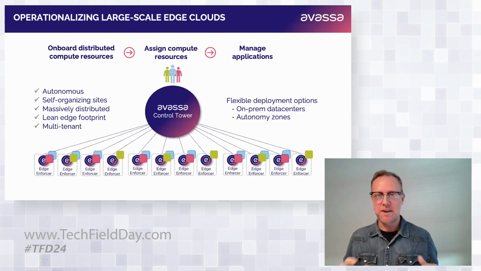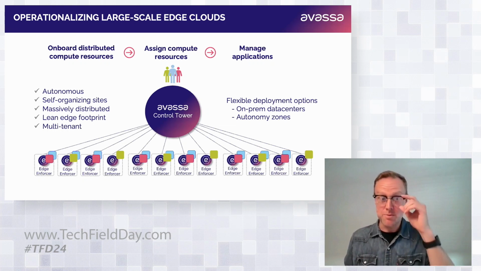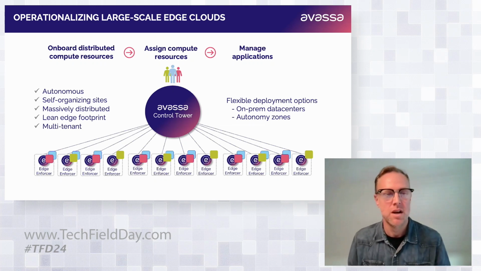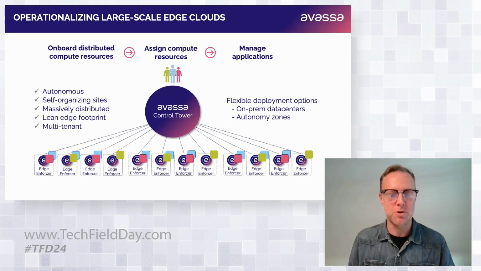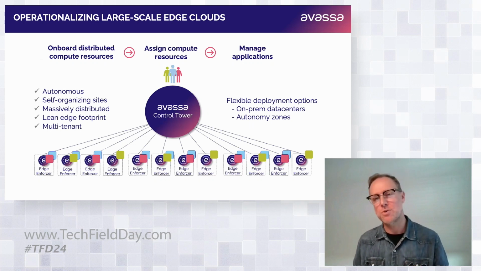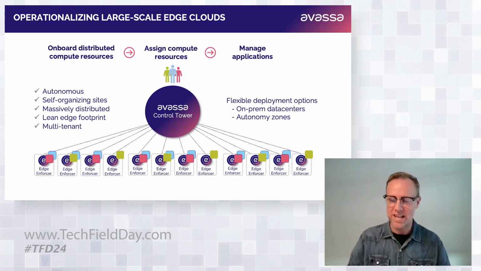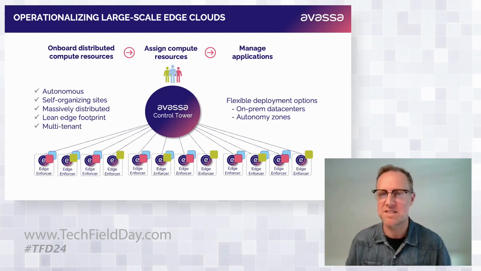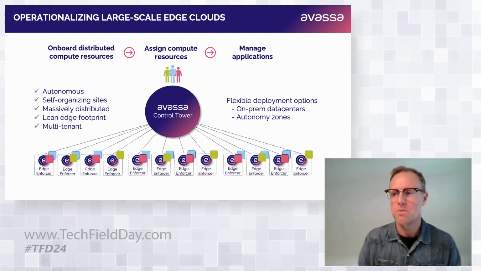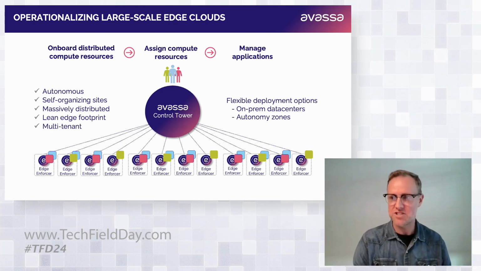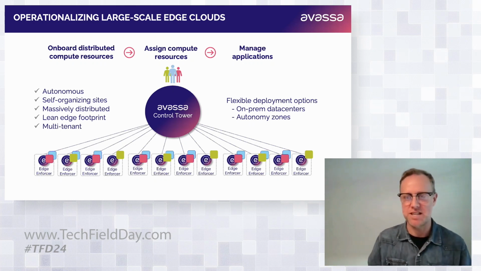And the way this fundamentally works, just to make it come alive a little bit with humans, is that as someone running an edge cloud, you start by onboarding your distributed compute resources, meaning you install your edge enforcers. You assign compute resources to users. And some of our users like sharing the operational responsibility for running the distributed sites and managing the applications in the same person, while other users have a distinction between who's running the edge enforcer-based sites and the applications.